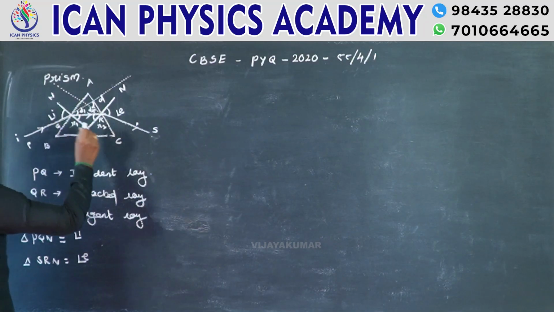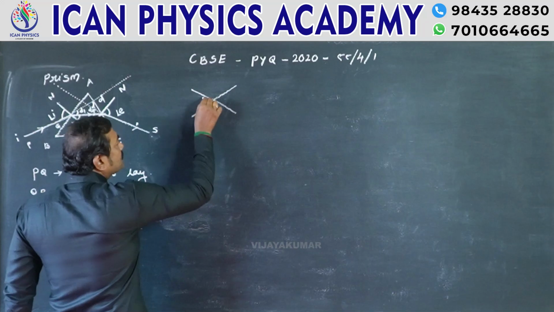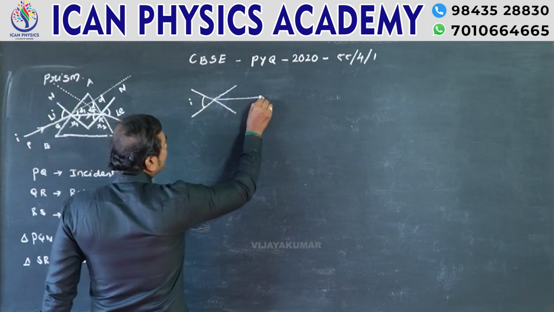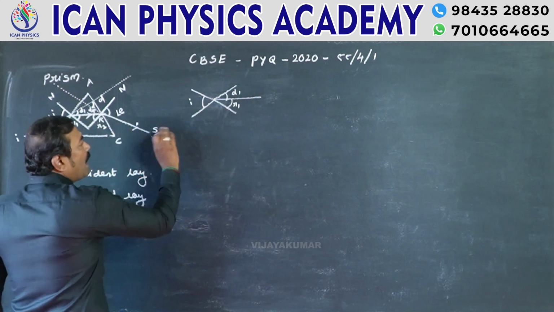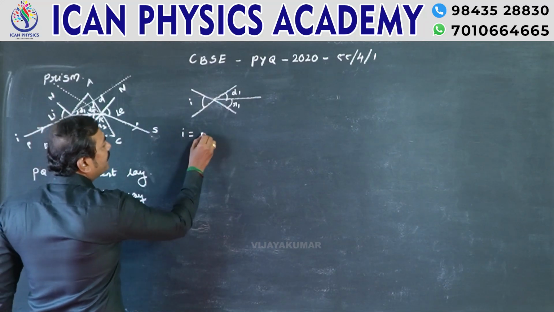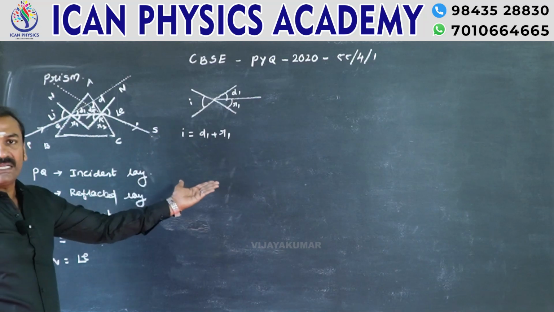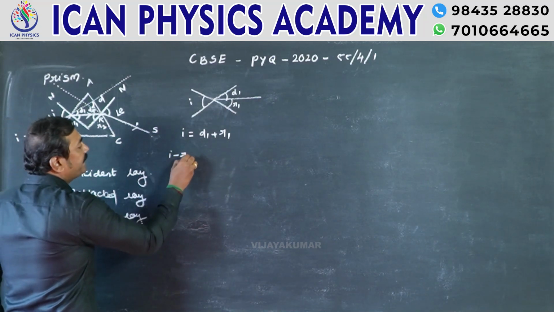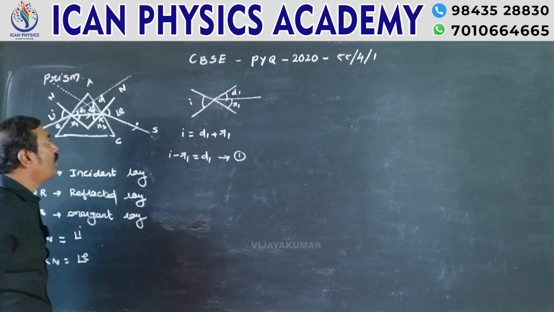So look at this place. Here we have two opposite angles. Here it will be I. The opposite angle is divided into two, D1 and R1. Opposite angles are equal. So angle I equals D1 plus R1. Now the plus R1 comes to this side as minus R1. So I minus R1 equals D1. Now it is taken as equation number 1.